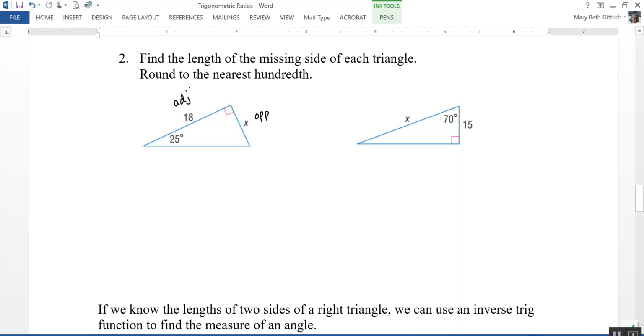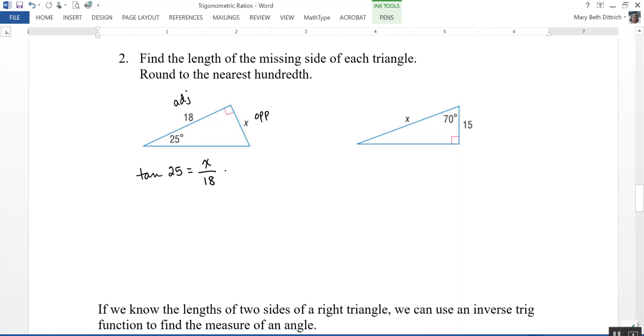Now I want to ask myself which of my three trig functions uses adjacent and opposite, and that would be tangent. So I'm going to say the tangent of a 25-degree angle, remember we always do sine, cosine, or tangent of the angle, is equal to the opposite, which is x, over the adjacent, which is 18. Now I just need to solve this for x.